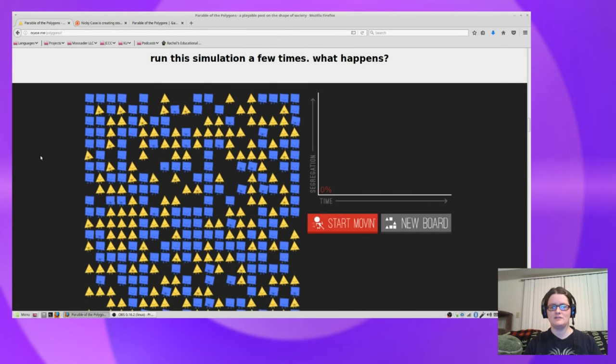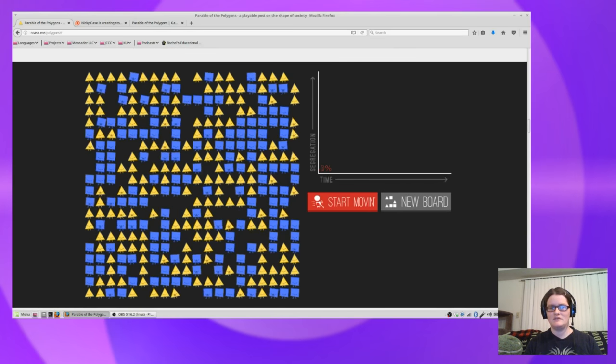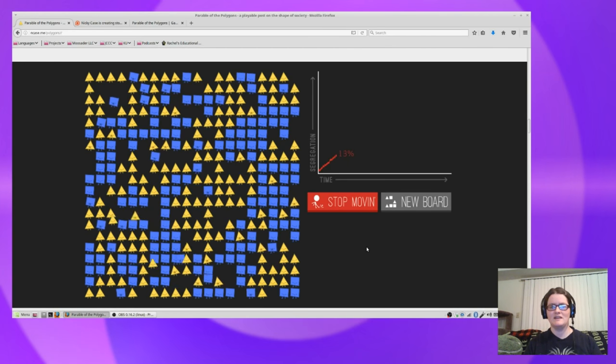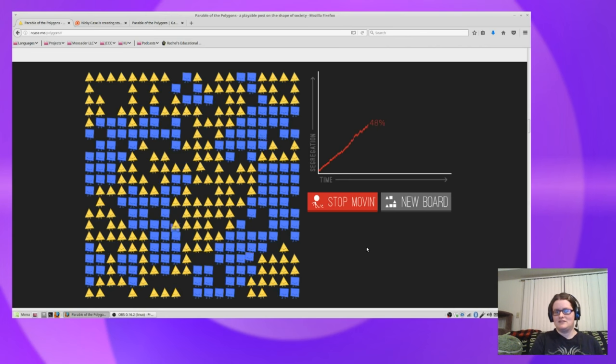So here we have just a random board. Okay, we'll start with zero and let's start moving. They still have the one-third bias, and as they move around randomly to empty spots, it starts to get normalized and eventually just ends. It stops. And now you have big clusters of each type.